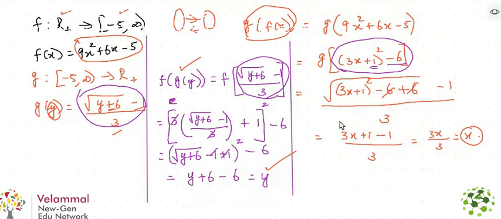Therefore, the function is invertible, therefore inverse exists, and the inverse we already calculated on the previous page, and this is the inverse of the function. So whenever a quadratic comes, you need to make x the subject of the formula, which means you need to complete the square and then do. Practice a few problems with completing the square so that you become very familiar with it. Okay. Hope it is clear for you. Thank you, children.